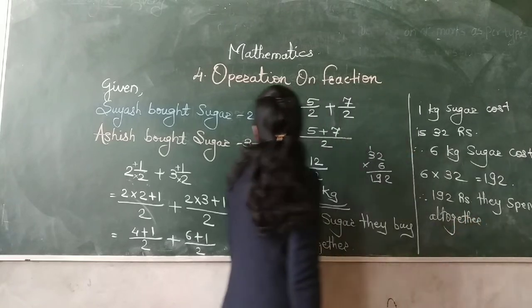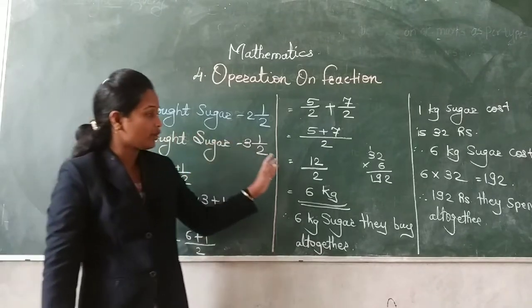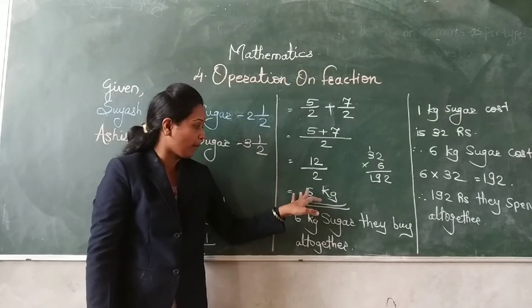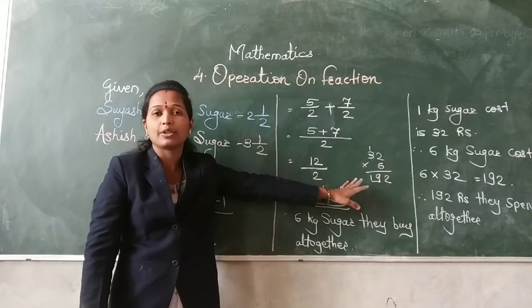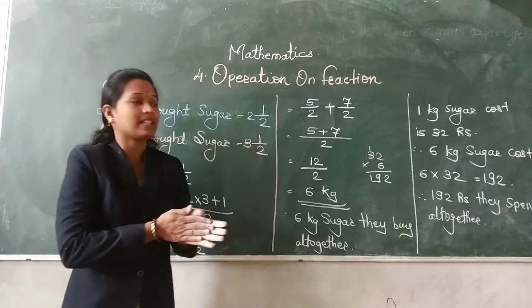So Suyash and Ashish are there. So how much sugar have they bought? Both have bought 6 kg sugar and 192 rupees they have spent on that sugar. Okay. So it is a very easy example.